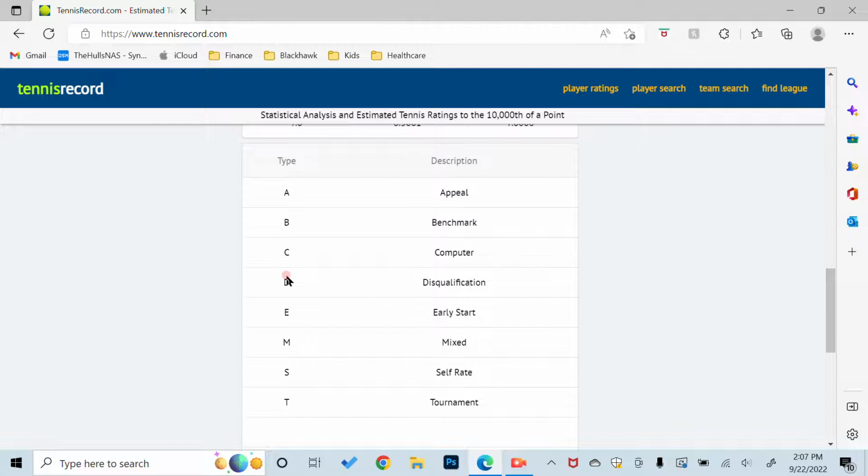And what happens is she was self-rated as a 3.0. The second she got struck out, her USTA rating was in red, 3.0, and then there was a 3.5 next to her name and a D. And then in Tennis Record, you would see 3.5D, meaning she's now a 3.5. She was disqualified at the 3.0 level.